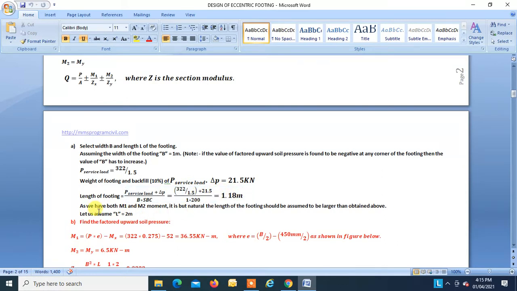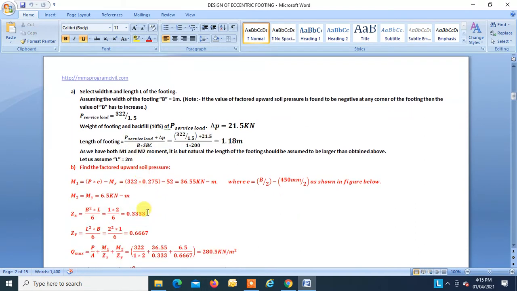But we know that we have moments M1 and M2 acting at the top of the footing, so it is but natural that the length of the footing required will be more than 1.18, so we will assume L to be 2 meters. Now let us find the factored upward soil pressure.